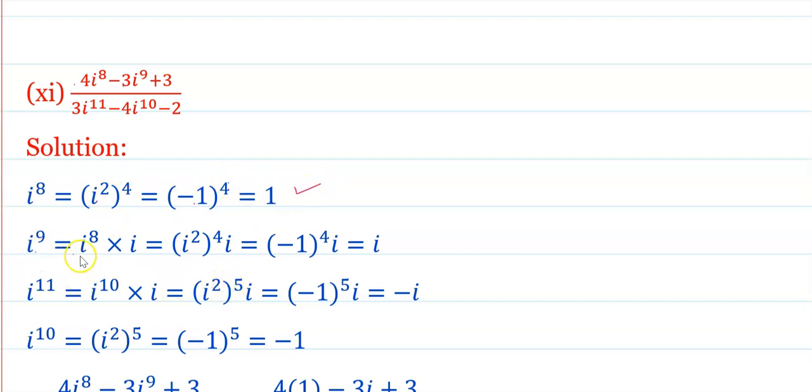i raised to 9. i raised to 8 into i. i square bracket raised to 4 into i. Means what? Minus 1 raised to 4 into i. Overall you are getting i. i raised to 11 means what? i raised to 10 into i. i raised to 10 means what? i square bracket raised to 5 into i. Means what? Minus 1 bracket raised to 5. Overall it is minus 1. Minus 1 into i, that is minus i.